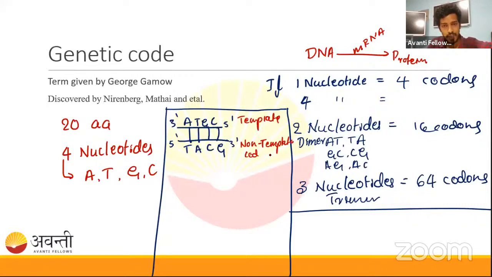Coding strand. So what happens? Transcription is happening. When the transcription is happening, the mRNA sits on this 3' end and it will start to move around this corner. Then what you will get? You will get a mRNA.